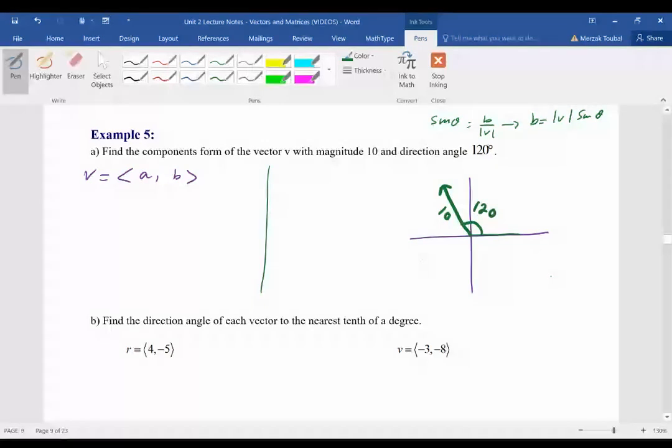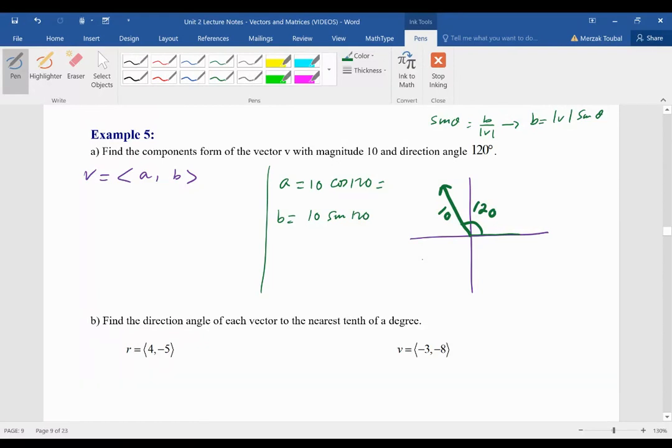All right, so we're going to write a, which is the horizontal component, equals the magnitude of v, which is 10, times cosine 120. And then b is the magnitude of v, which is 10 times sine of 120. This is the x component, horizontal component a, and the vertical component is b. Of course, we can simplify this.